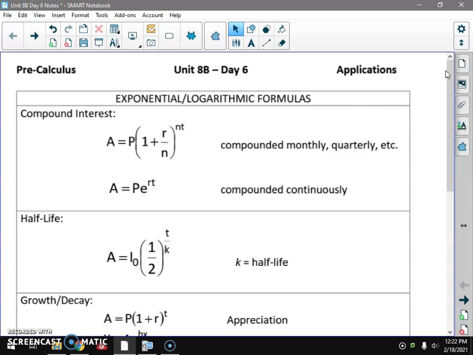We spent a day or two crunching numbers, learning how logs work. We did a little graph theory. We learned some equations in a vacuum. Now we're going to learn equations with some applications both today and tomorrow.